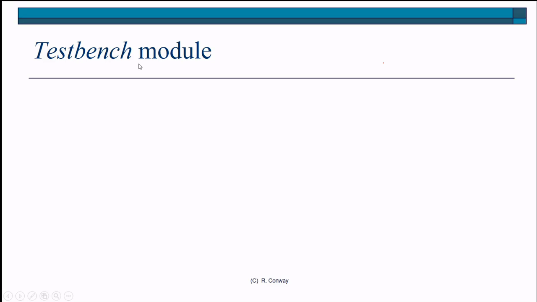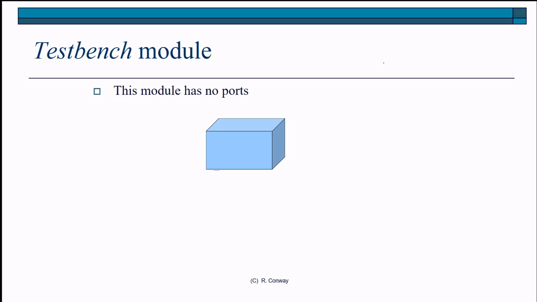The Verilog module containing the code used to perform the testing is known as the test bench module. A Verilog test bench module is required to specify testing details. This module is unique in that it has no input or output ports. In other words, there are no connections that can be made to this module.